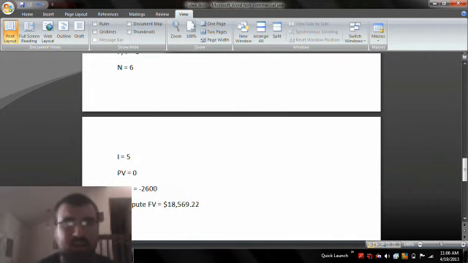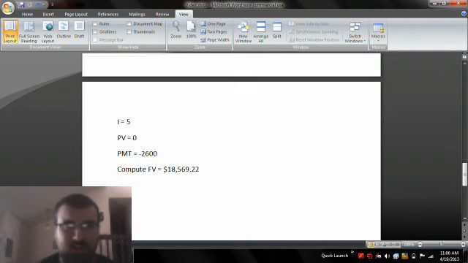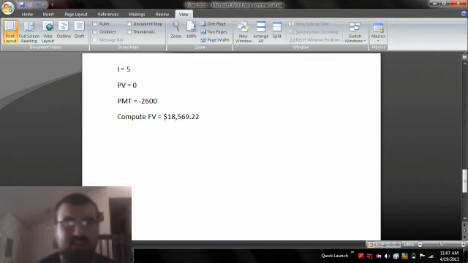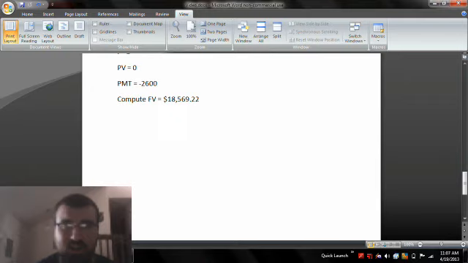And then your N is going to equal 6 years, interest is going to be 5%, the present value is going to be 0 again because you're starting with nothing in the account, and the payment is going to be negative $2,600 again. And then after you have that entered, you just want to compute the future value, and you're going to get the $18,569.22.